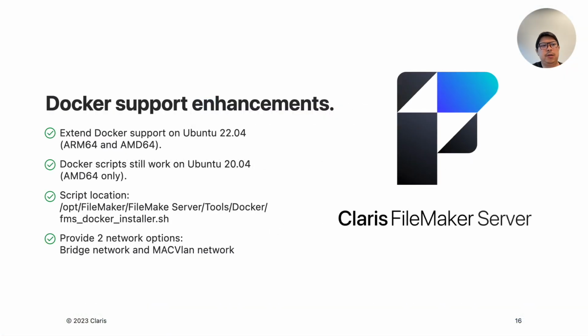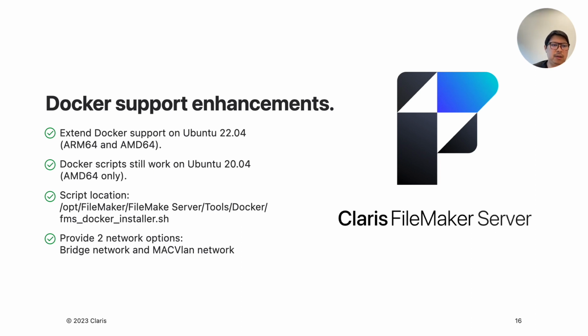We introduced Docker support back in FileMaker 19.6. In FileMaker 2023, we updated our Docker script to support Ubuntu 22.04 on both ARM64 and AMD64. And we still support Docker on Ubuntu 20, but AMD64 only. With Docker, you can have multiple containers in one Linux box.